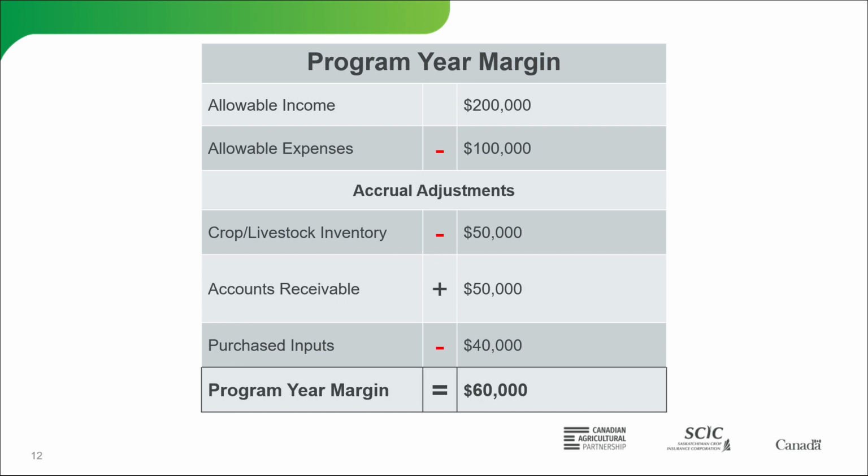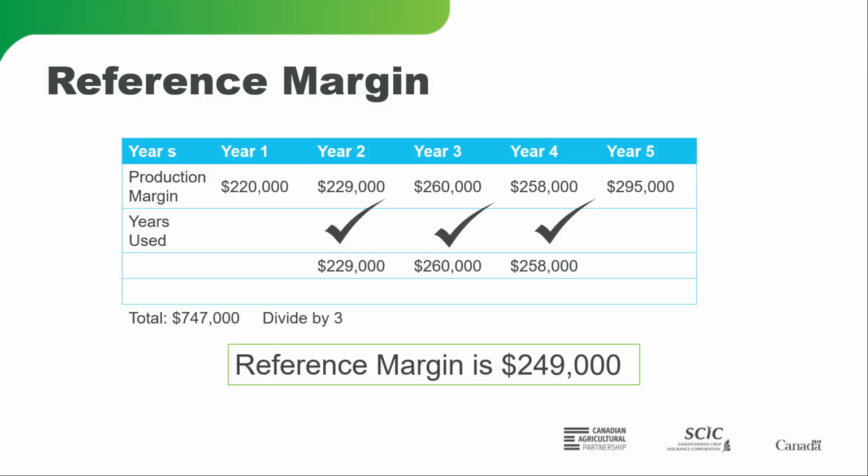Now the reference margin, so that's that 5-year historical information that I've been referencing. And we need to compare your program year margin to this history to determine whether you're going to be in a benefit or not. So with the full 5 years of history in this example, we dropped the highest year, which was year number 5, and we dropped the lowest year margin of year number 1, $220,000. And the remaining 3 years, year 2, year 3, and year 4, we've averaged out. Reference margin is $249,000.